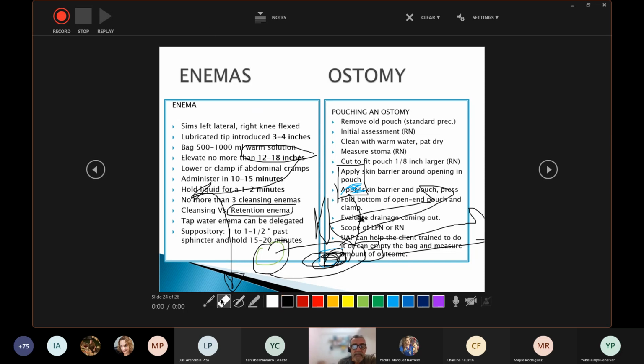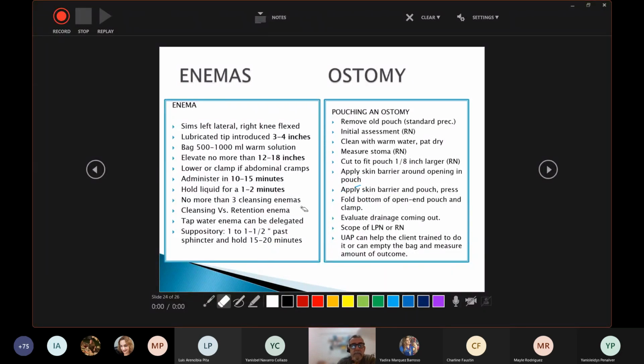Yes, tap water enemas can be delegated to the CNA. The CNA can administer a tap water enema under your supervision, but tap water only, no medication.